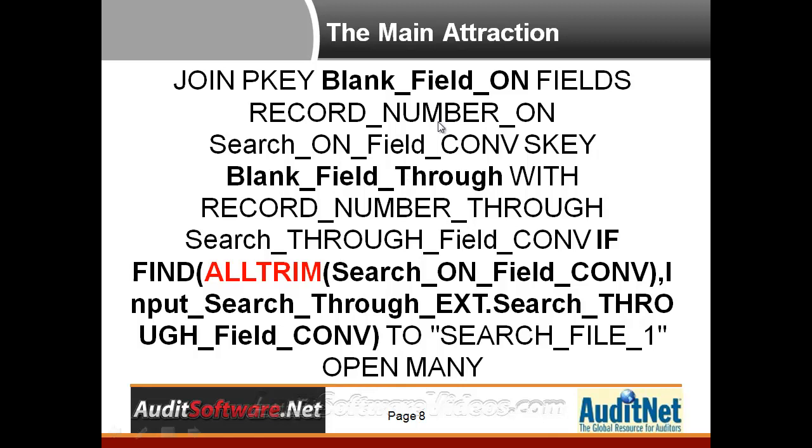But there's an if statement in there, and I bolded it and put some red in there, and you can see that if statement that says, if find all trim search on field in the search through field. So what it's basically doing in this command is a full many-to-many match on the blank field. So it's going to match every record to every record, but only when the search on field, let's say we're looking for the word fraud, is in the other file.